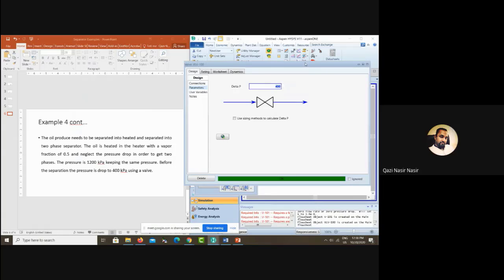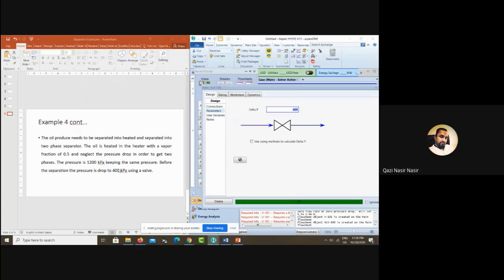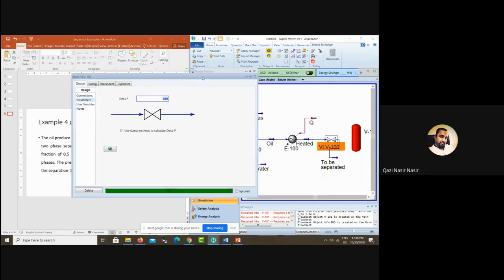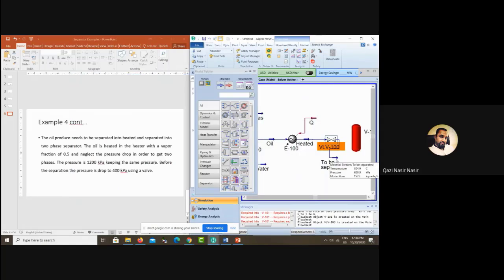I think before I said this is the pressure that is leaving, but this is not the pressure that is leaving. That is the pressure drop across the valve. Technically the pressure outside will be 800, because the pressure here is 1200 and the pressure is dropping 400, so 1200 minus 400 is 800. So 800 is the pressure. You can see on your screen the information that is mentioned.